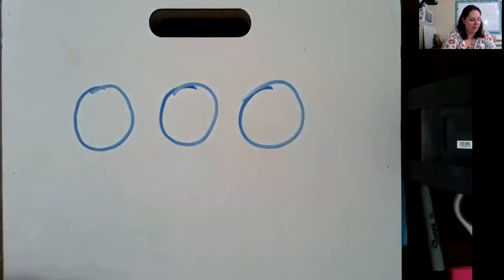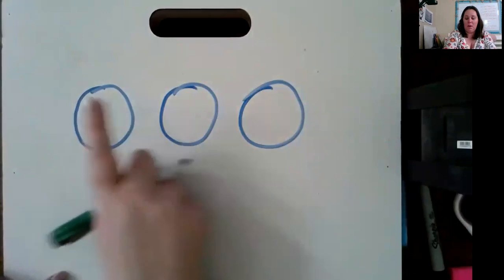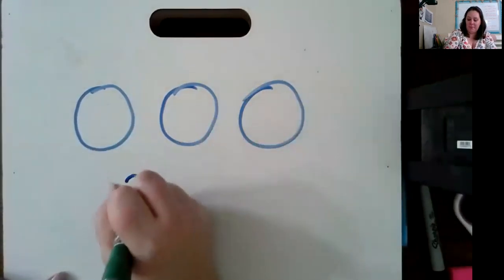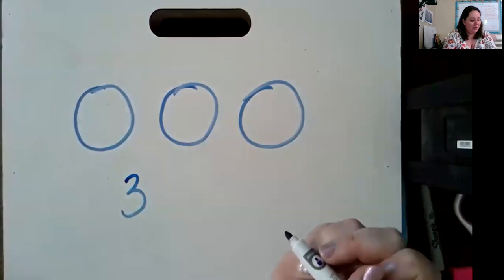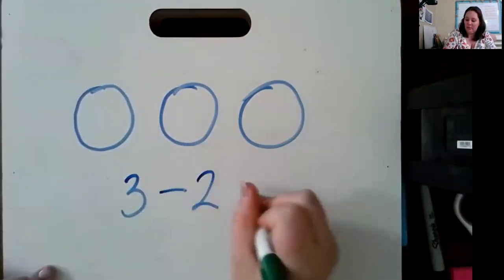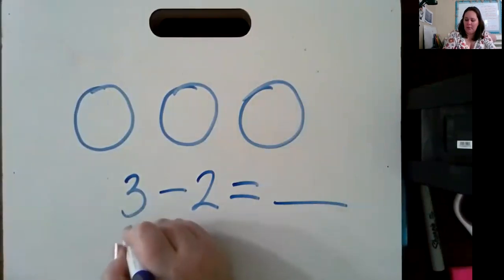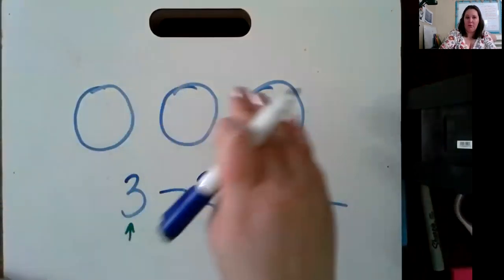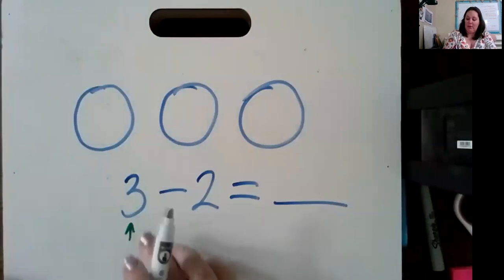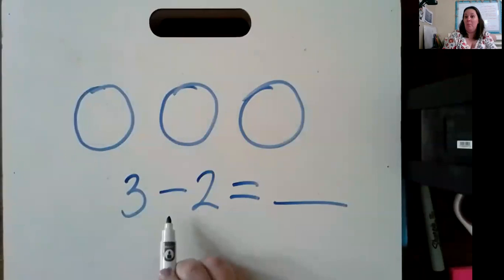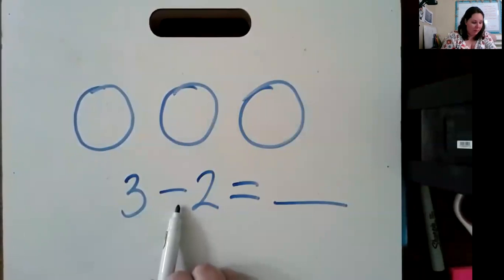I have some circles. How many do I have? 1, 2, 3. Okay, all right. Here's my equation, okay? How many am I starting with? I'm starting with 3. 1, 2, 3, like we just counted. Okay, and looking at this subtraction sentence, am I getting more or am I taking some away? I am taking some away, and you know this because we see that subtraction symbol, okay?